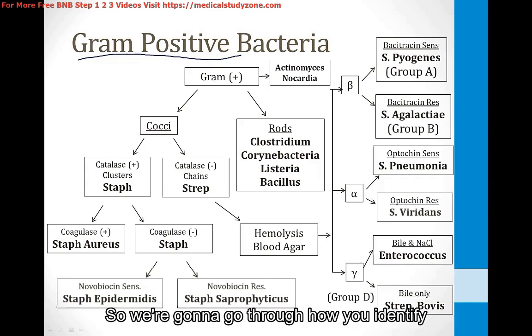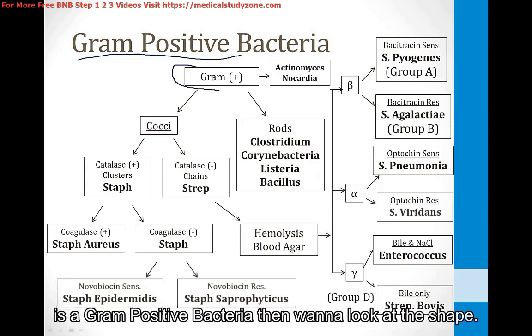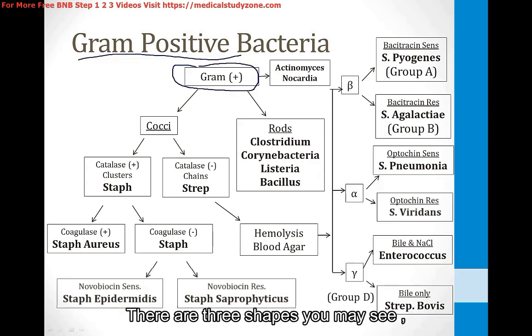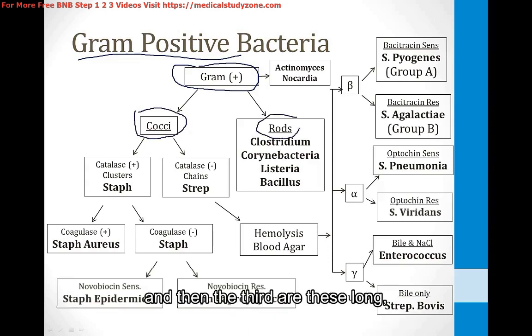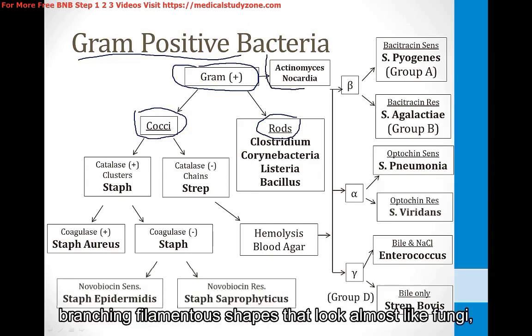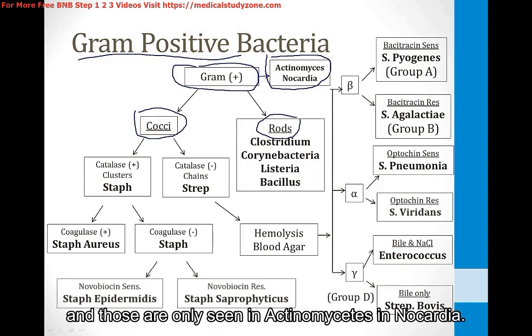So we're going to go through how you identify the bacteria in this module and talk about how each of the tests work. Once you identify that a bacteria is a gram-positive bacteria, you then want to look at the shape. There are three shapes you may see. The first is cocci, which are little circles. We'll see those in a minute. The second is rods. And the third are these long branching filamentous shapes that look almost like fungi. Those are very unique, and those are only seen in actinomyces and nocardia.